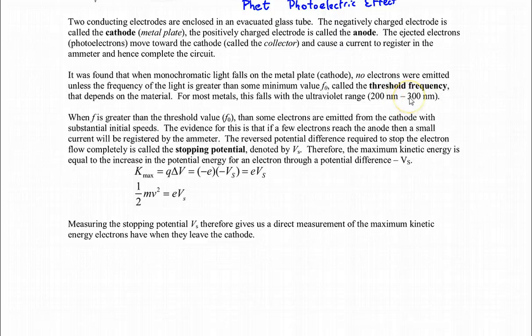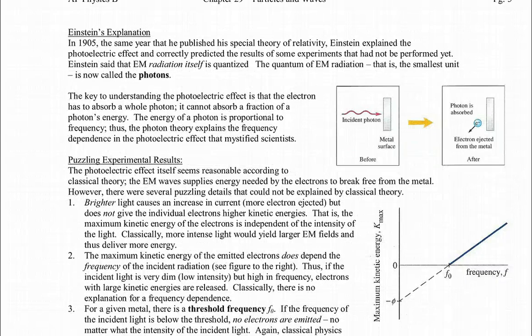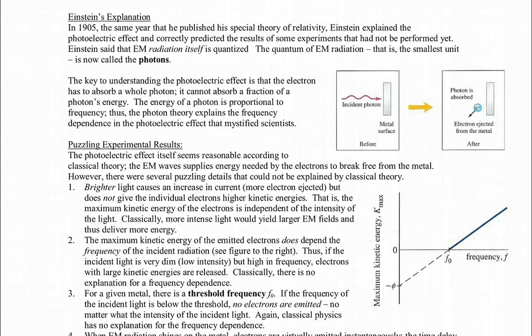a cutoff wavelength. Okay, now going on to the next page of the notes, you'll see we have Einstein's explanation. In 1905, the same year he published the special theory of relativity, he won the Nobel Prize for his explanation of the photoelectric effect. Actually, most people thought he was going to get his Nobel Prize for the theory of relativity, but interestingly, he actually got it for this.